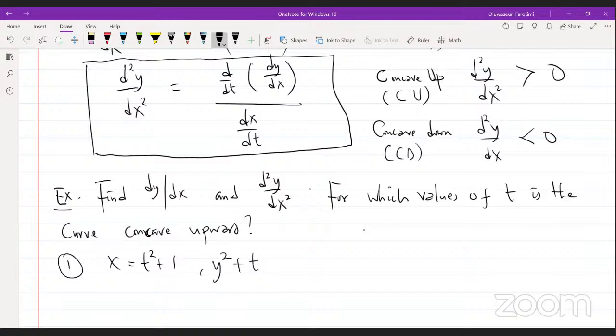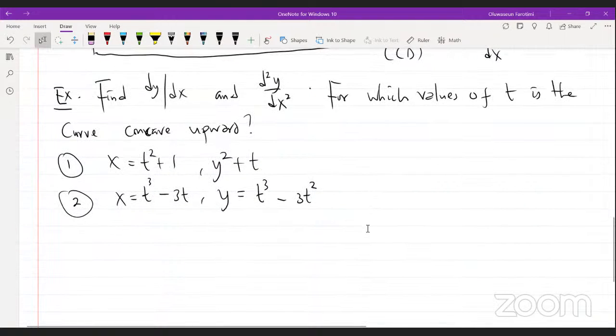And also, let's do x equals t cubed minus 3t, and y is the same thing as t cubed minus 3t squared. Okay. Solution. Now we have to go from the known to the unknown, right?